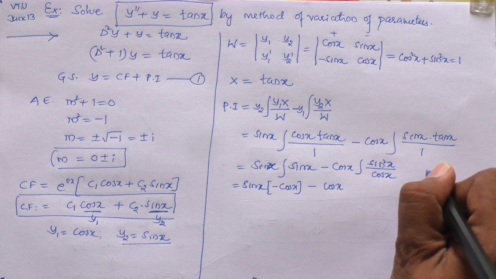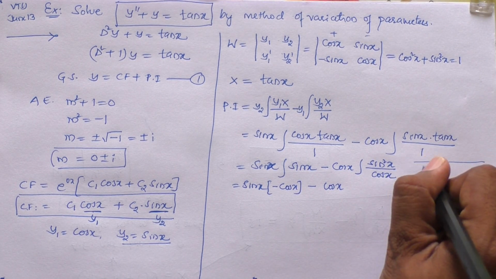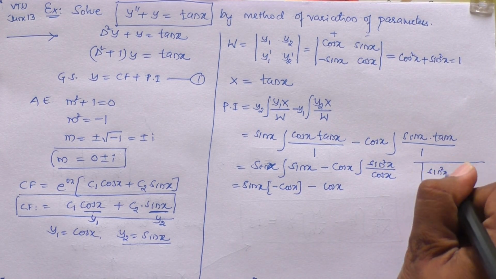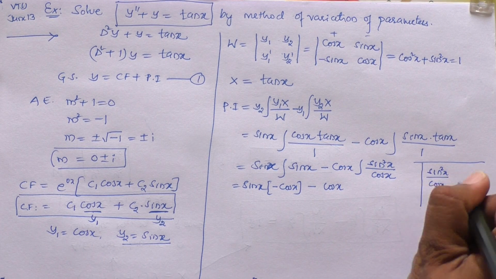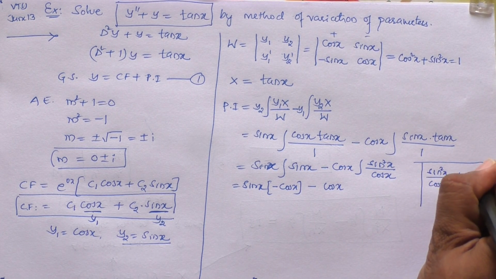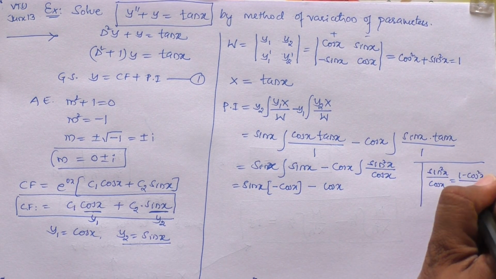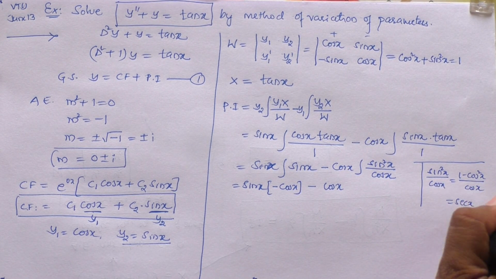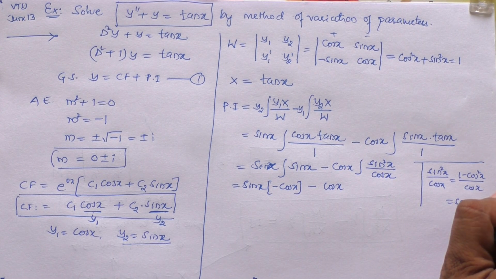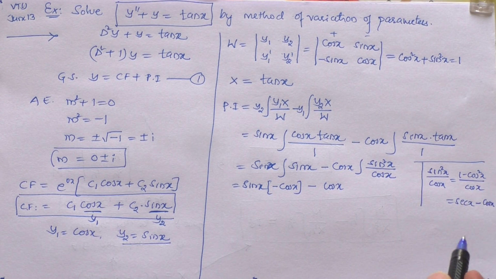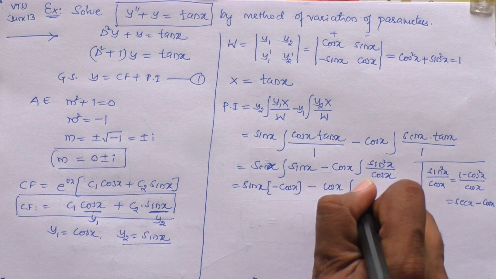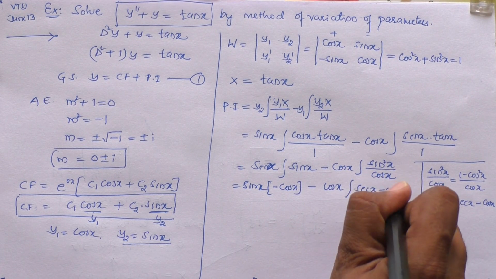So let us simplify this separately. Here what we can do is, sin square x by cos x can be written as sin square means 1 minus cos square x, divided by cos x. So 1 by cos x is sec x, minus cos square by cos is cos x. So sec x minus cos x. So now substitute here integration of sec x minus cos x.